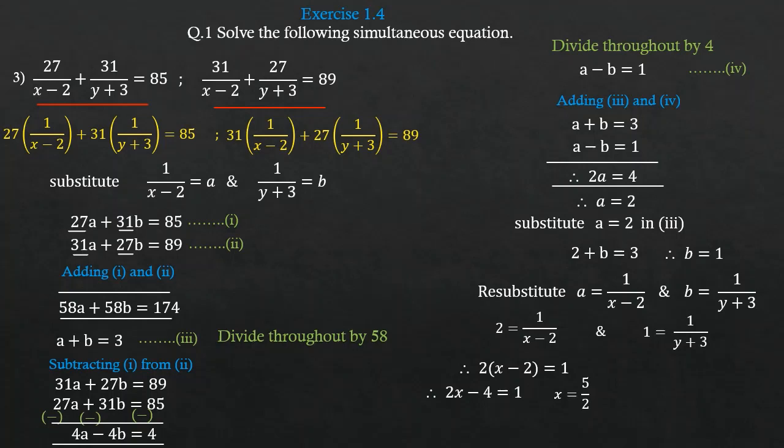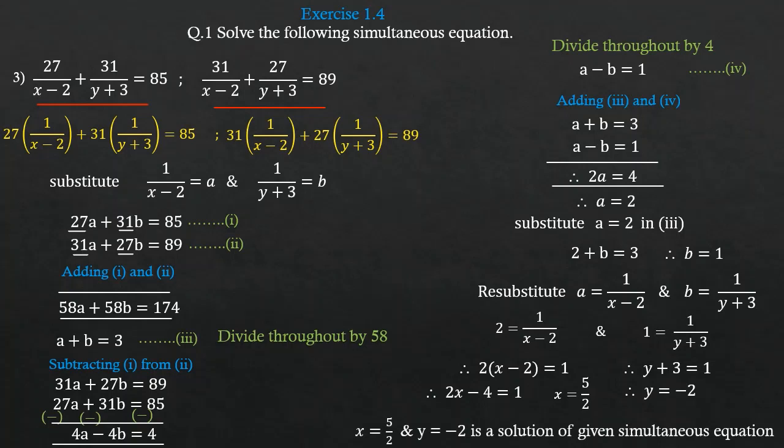For finding the value of y, again we do cross multiplication. So we get y plus 3 is equal to 1. So you will send 3 to the right, so we get y is equal to 1 minus 3, which is equal to minus 2. So we get the values of x and y, which are the original variables for the given equation. So we write our final answer: x is equal to 5 by 2 and y is equal to minus 2 is a solution of the given simultaneous equations.